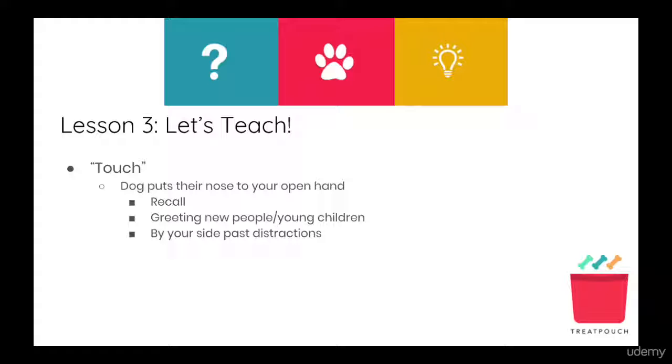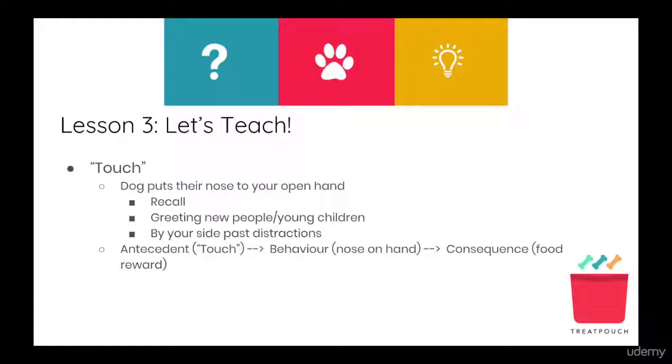Now, before we get started, remember our ABC model. In this case, the antecedent will eventually be the word touch. The behavior will be the dog's nose on our open hand, and the consequence is a food reward. Since our dog doesn't know what touch means yet, we're focusing on the behavior to consequence part to begin. We're going to add the antecedent on in the video. Speaking of, here's the video which will take you through step by step.